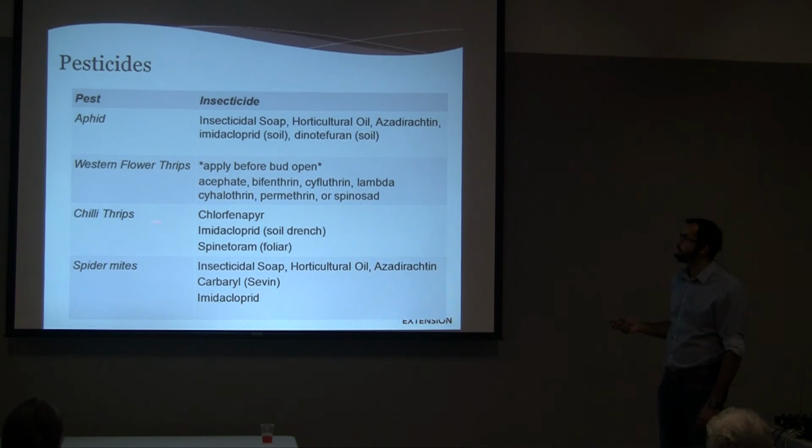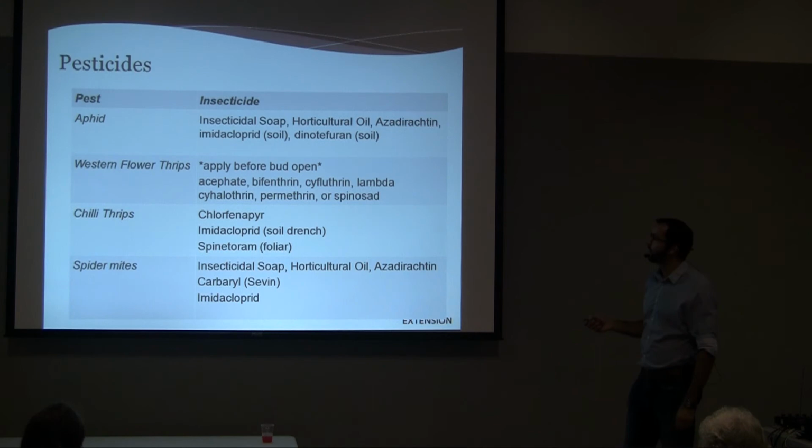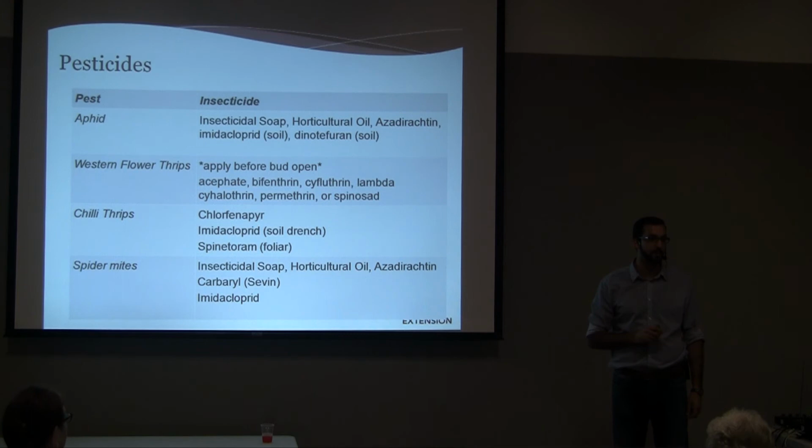There's a number of different products that will work against them. With chili thrips, I'm sure you might have some other suggestions as well. But you can use a soil drench like imidacloprid and a foliar spinetoram in combination, so you actually get that long-term residual against something systemic, and then also a contact foliar spray as well. Are you saying that spinosad does work on the chili? Spinosad does not work. So chili thrips is actually resistant to a lot of the insecticides, or I should say a lot of insecticides are not as effective against chili thrips as they are against Western flower thrips. So I'm not sure if there's any other, do you have any other suggestions?